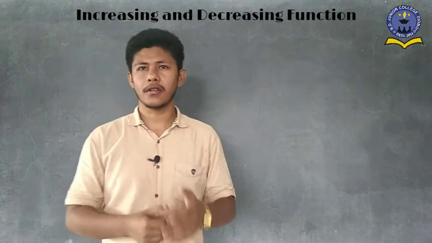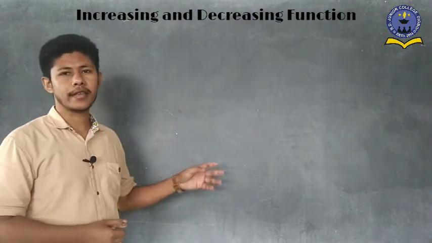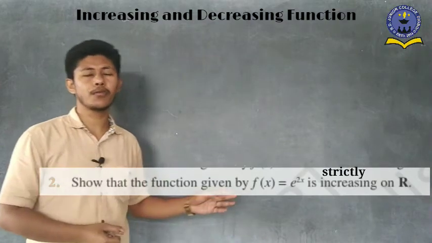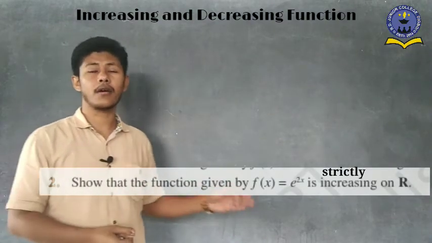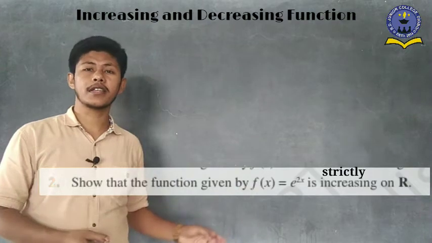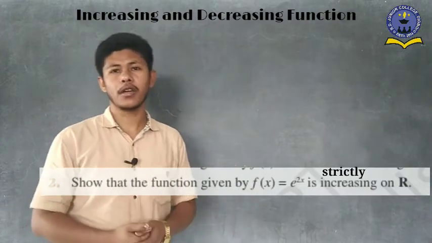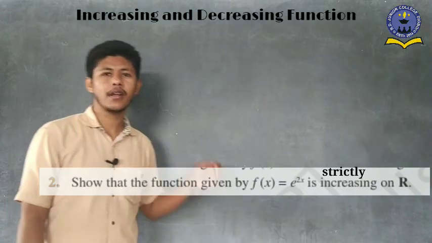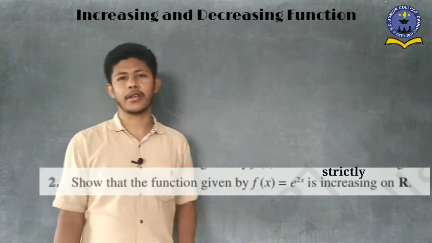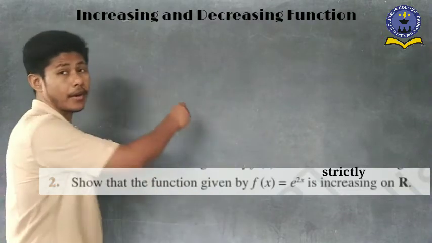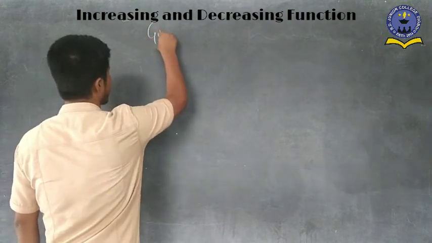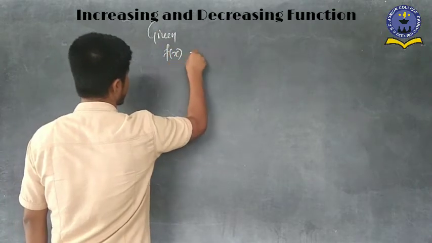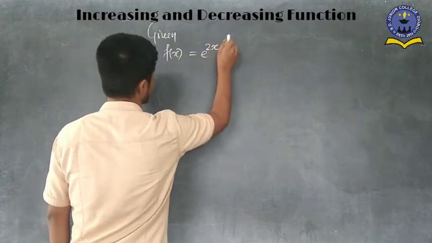Is it clear? Now let's look at the second question. What do we need to prove here? We need to prove strictly increasing on R, and the function given is f(x) equal to e to the power 2x. Is it clear? So we need to prove that this is strictly increasing. Again we have to write here: given that f(x) equals e to the power 2x.